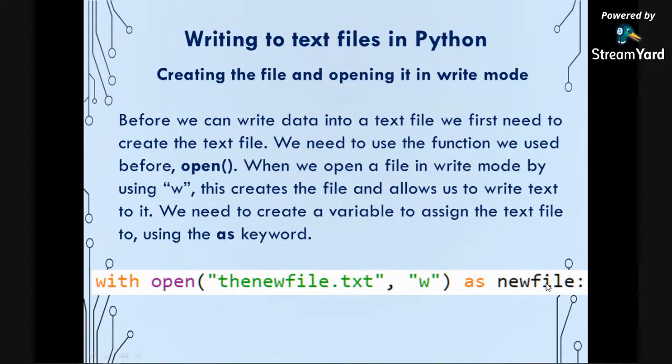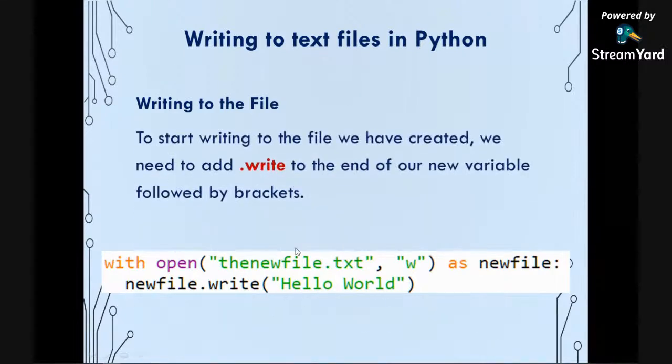So here we've called it new file. So don't forget your colon, your keyword open here, your keyword with, your keyword as. All of those are really important. Don't forget the comma between the new file.txt and W. All of those are really important. And if you miss any of that, it will come up with an error. Okay.